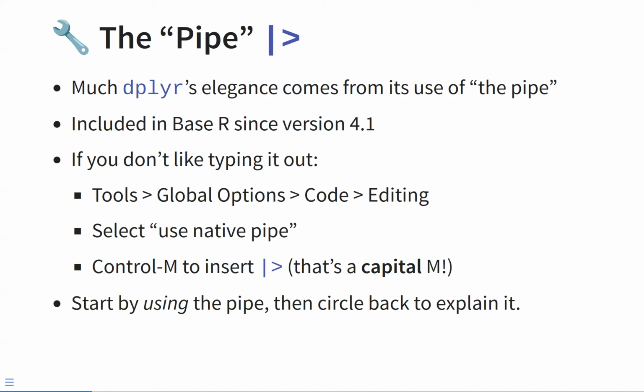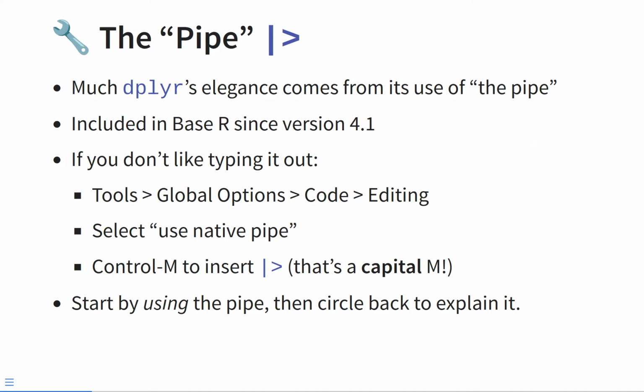So you may have noticed this combination of symbols on the last slide, a vertical bar and a greater than sign. These two things together are called the base R pipe. They have been available in R as a command since version 4.1. To enter this command, you can either type it, or if you don't like typing it, you can go to Tools, Global Options, Code, Editing in RStudio, and you can set a keyboard shortcut.